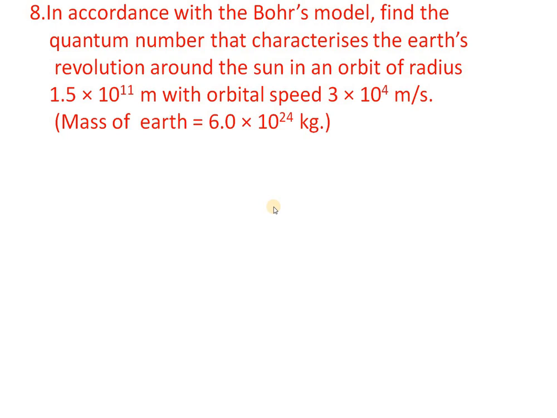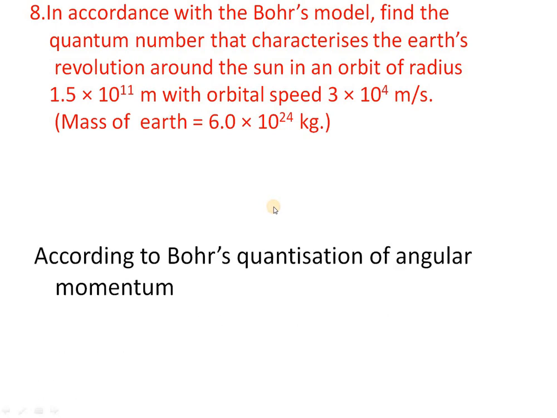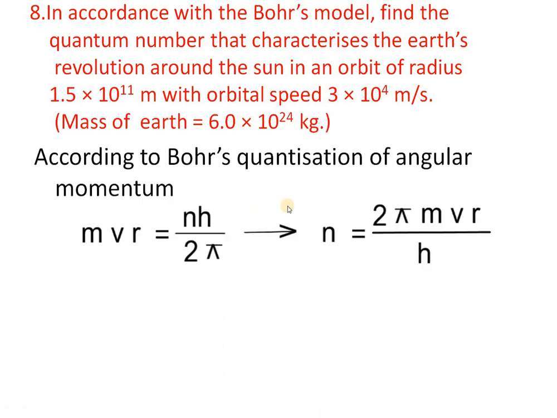Now here we have to use Bohr's quantization principle, that is quantization of angular momentum. Now we know that according to Bohr's quantization of angular momentum, m into v into r is equal to nh by 2 pi. m is nothing but the mass of the particle, v is the velocity, r is the radius of the path, n is the principal quantum number, h is Planck's constant, 2 pi is constant. So from here, n is equal to 2 pi m into v into r divided by h.